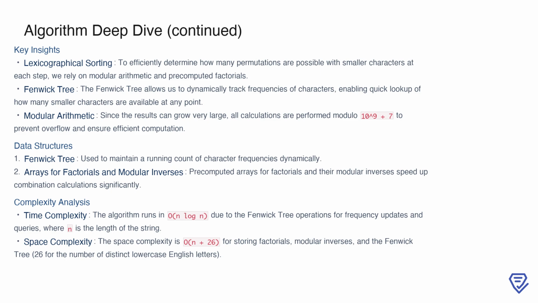Together, these elements allow the algorithm to run in O(n log n) time. The space complexity is O(n + 26), with n accounting for factorials and modular inverses and 26 for the character frequencies, corresponding to the lowercase English alphabet. This combination of efficient data structures and mathematical tools ensures the algorithm is both scalable and performant.